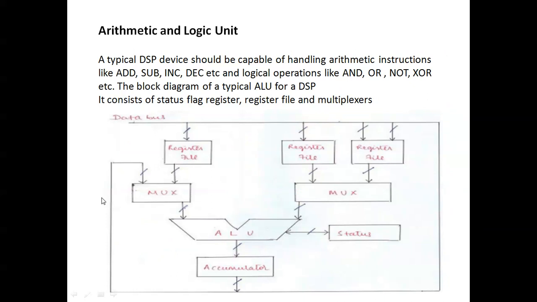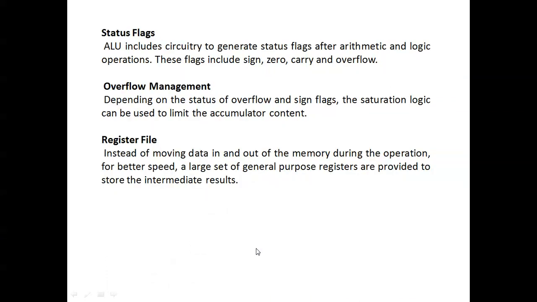Then the arithmetic logic unit. We know the operations AND, OR, NOT, XOR are logic functions, while arithmetic means add, subtraction, multiplication, increment, decrement. So this is an arithmetic operation, and AND, OR, NOT, XOR are the logic operations. Both combined make the ALU. This is the basic block diagram: register, mux, the data, accumulator, and status flag. The status flag shows the condition of the DSP architecture, for example, whether there is a carry. If there is no carry, it is stored in the zero flag.